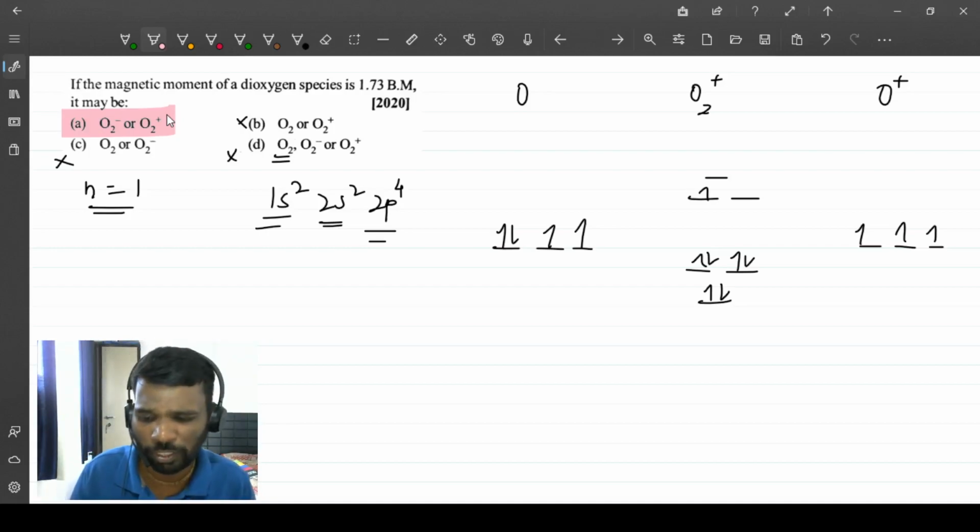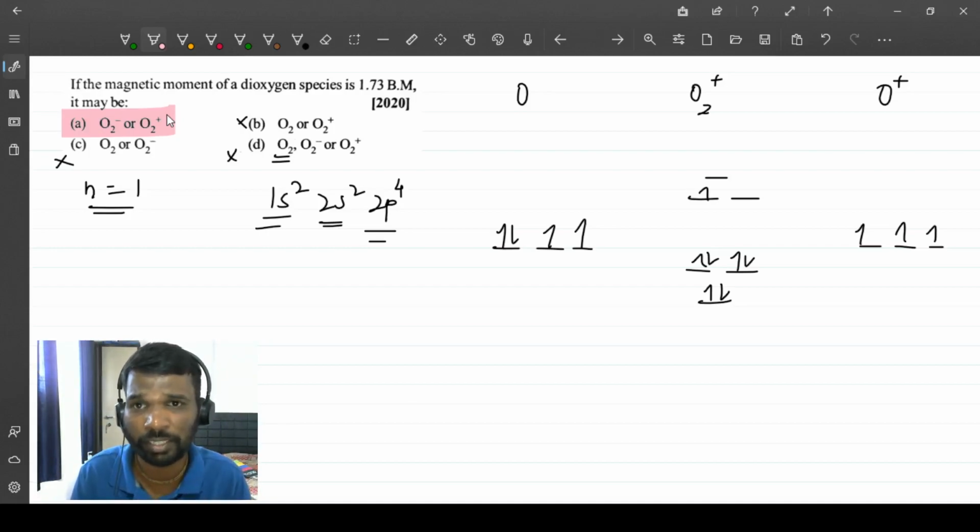Such a question is an easy question if you know molecular orbital theory and how to draw the diagram in the shortest way. You can solve this question quickly.